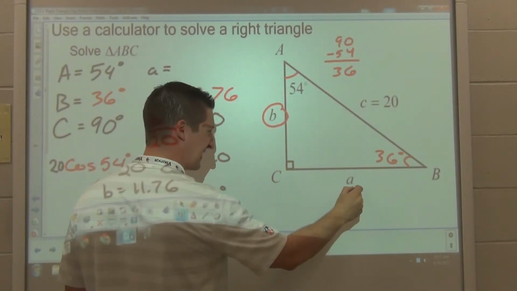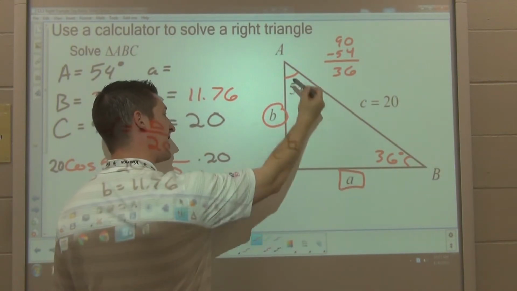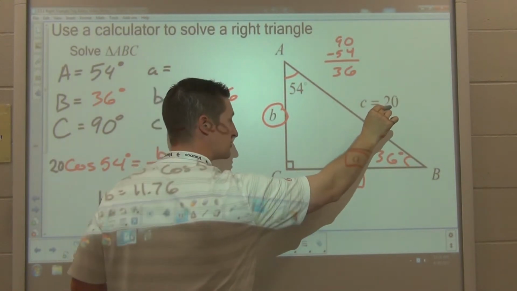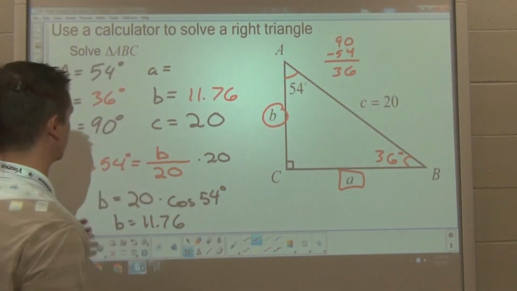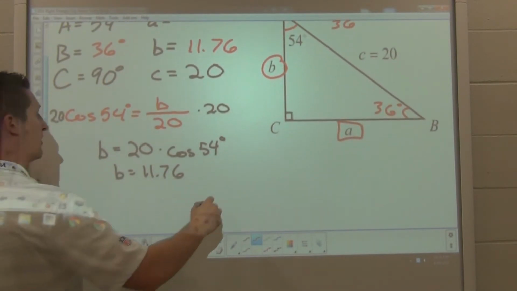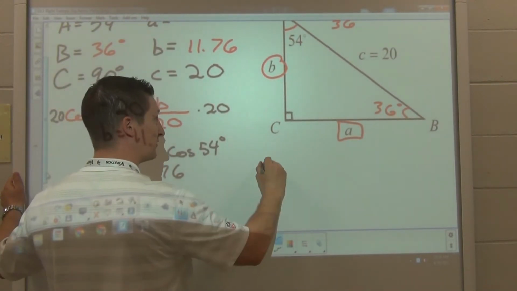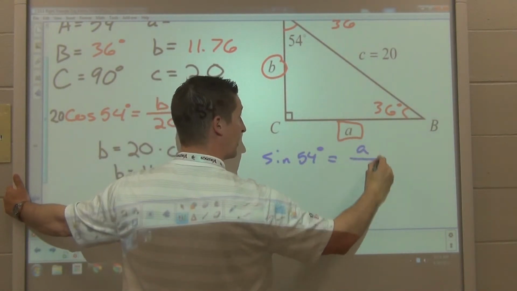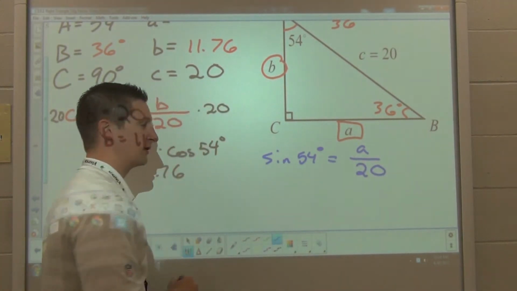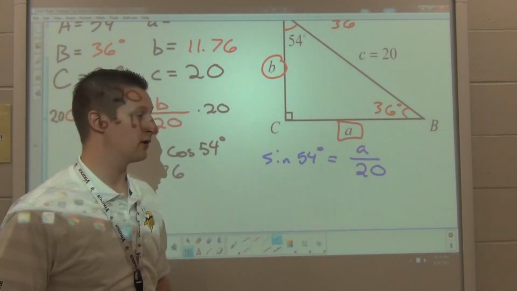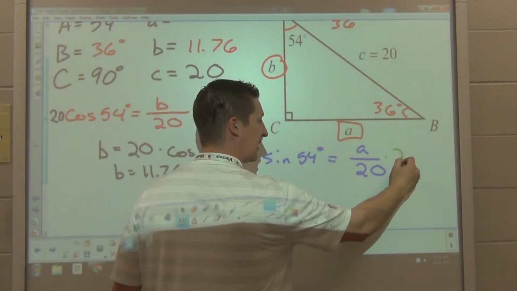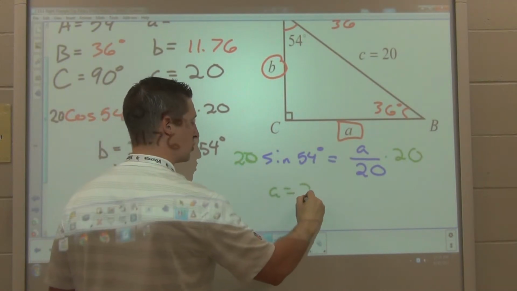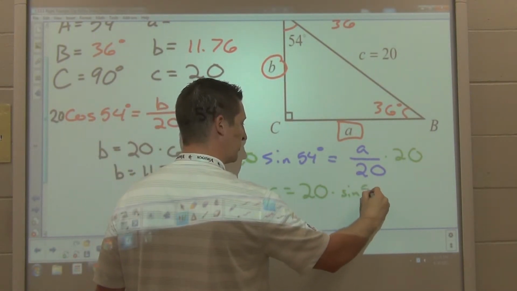Now I'm going to try and find side A. Well, A is opposite that angle, and I know the hypotenuse. So opposite and hypotenuse, let me think. SOHCAHTOA, oh, that's sine. So I'm going to write out another trig equation that I get to solve. The sine of 54 degrees is equal to the opposite side, A, divided by the hypotenuse, which happens to be 20. Once again, if I'm solving for the numerator, these problems are pretty easy. Multiply both sides by the denominator, 20. So A is equal to 20 times the sine of 54 degrees.